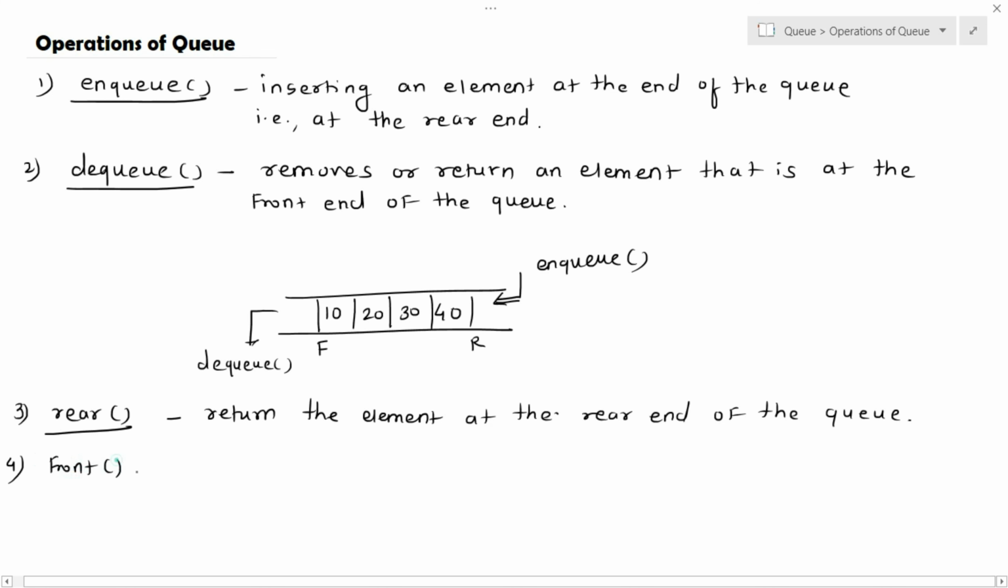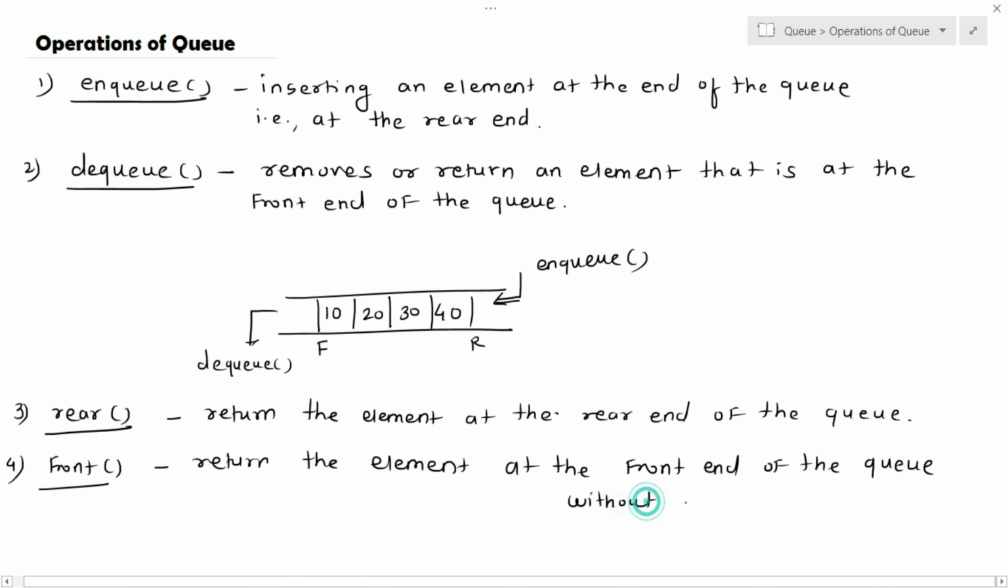and the fourth operation, that is front, returns the element at the front end of the queue, and it just returns the element, it will not remove the element. Okay, so rear returns the element at the rear end of the queue without removing it, and front returns the element at the front end of the queue without removing it. Front means it returns the element at the front end without removing it, and rear means it returns the element at the rear end of the queue without removing it.